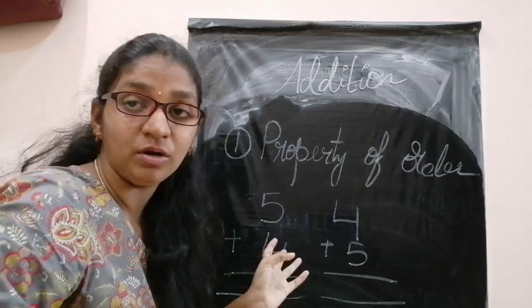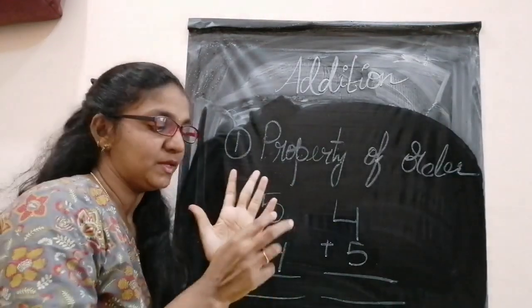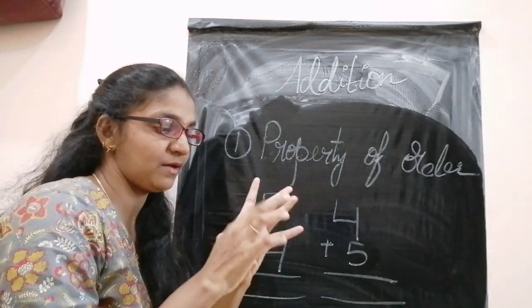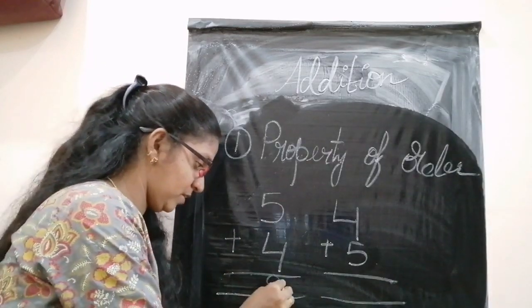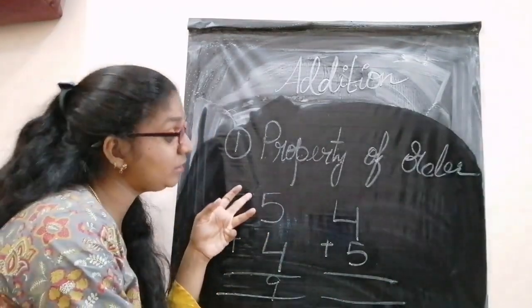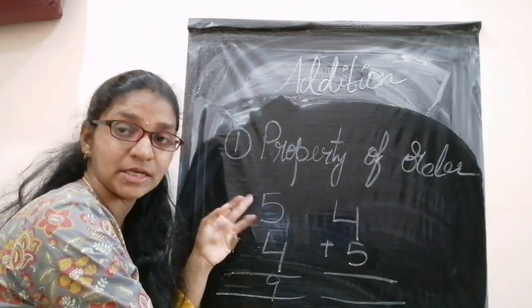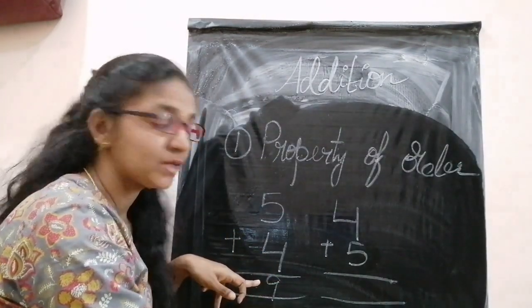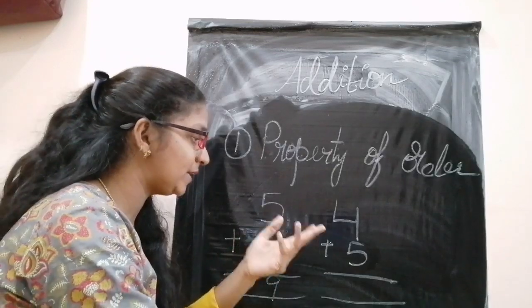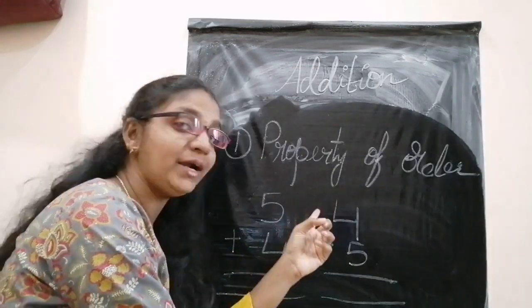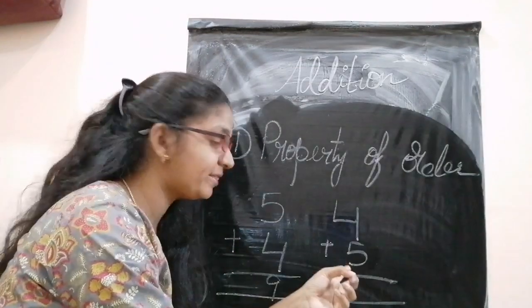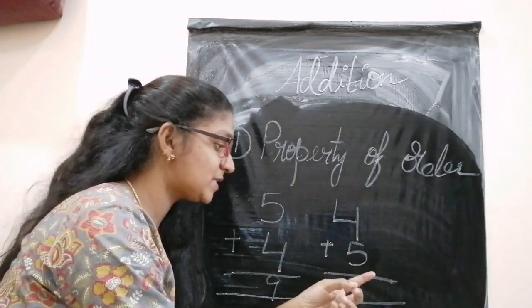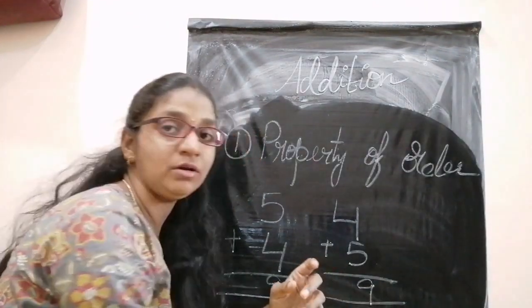What is 5 plus 4? After 5, it is 6, 7, 8, 9. Here, what we are doing? We are taking the 5 first and then the 4. The value is 9. In the next case, what we are doing? We are taking the 4 first and then the 5. What is the answer? Here also 9.